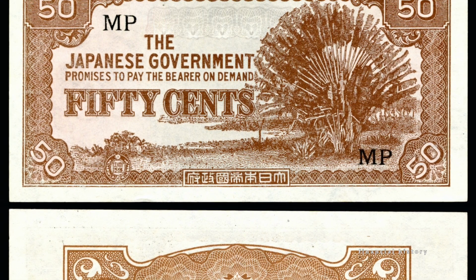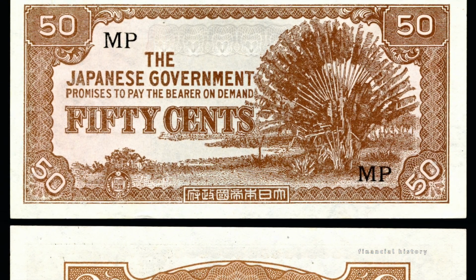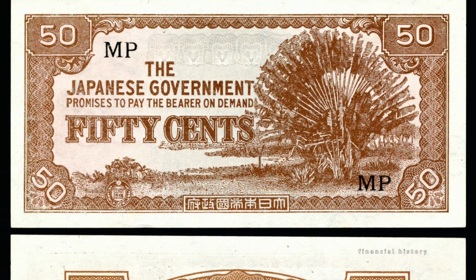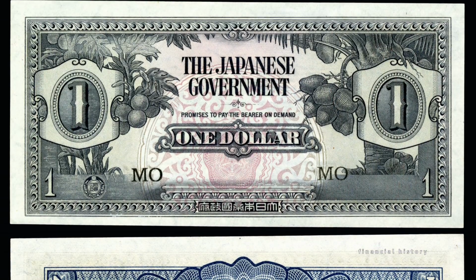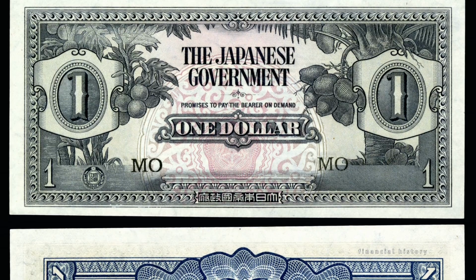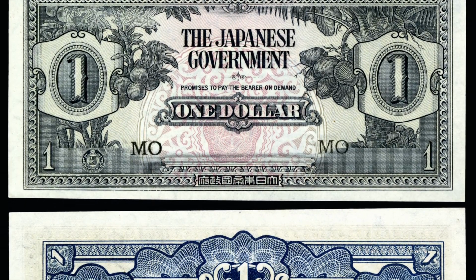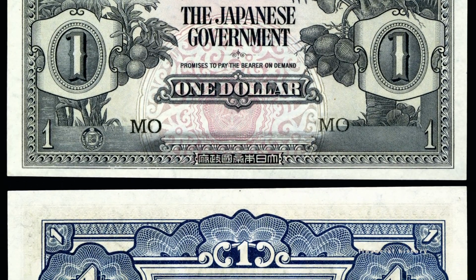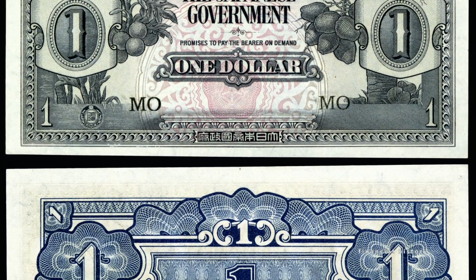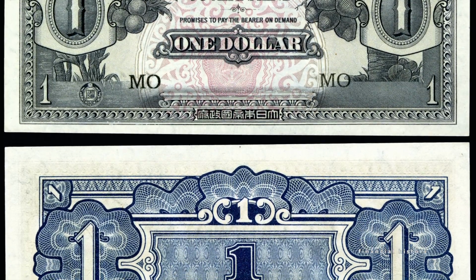The Japanese were keen to exploit the natural resources of Malaya and Borneo for their war efforts. Introducing a localized currency enabled them to facilitate resource extraction while maintaining economic order. The currency was part of a broader strategy to integrate the region into the Japanese war economy.